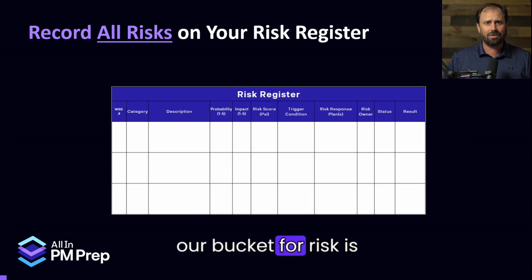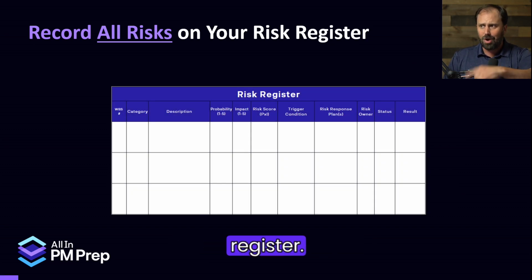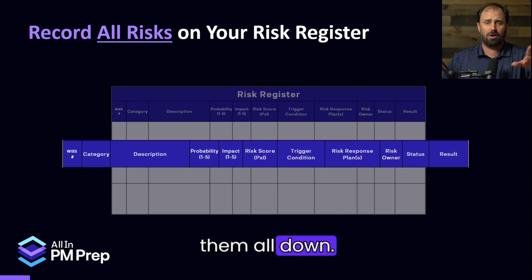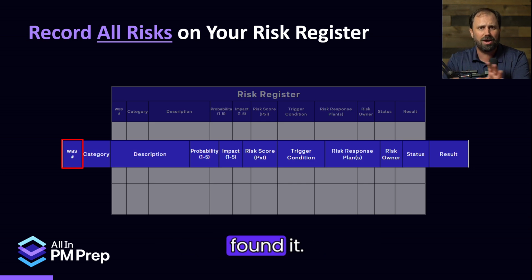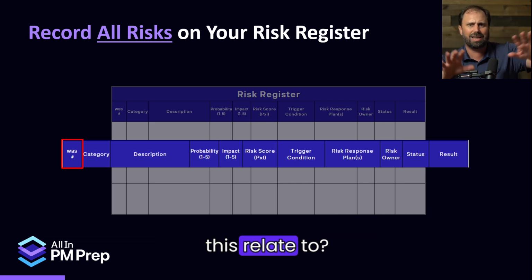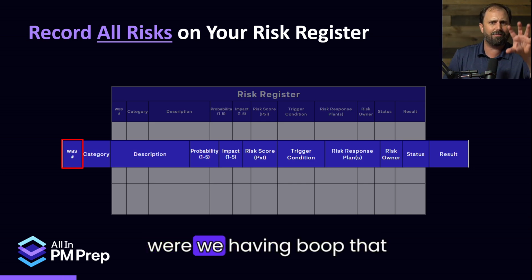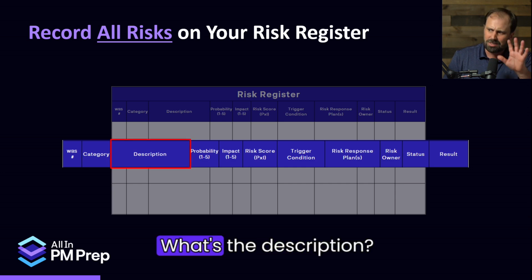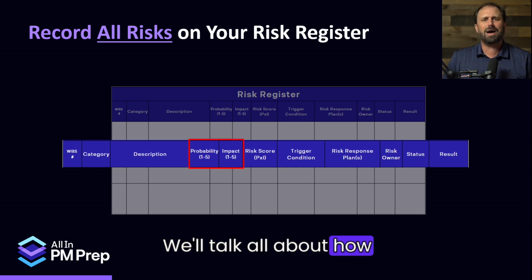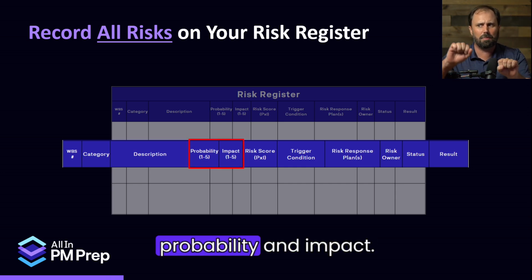Now, our bucket for risk is called the risk register, okay? And we're gonna write them all down. Now, the categories that we might go through is we might identify where we found it. Where in the WBS does this relate to, or what conversation were we having, boom, that popped up this risk? What is it related to, the category? What's the description? We'll talk all about how we prioritize using probability and impact.